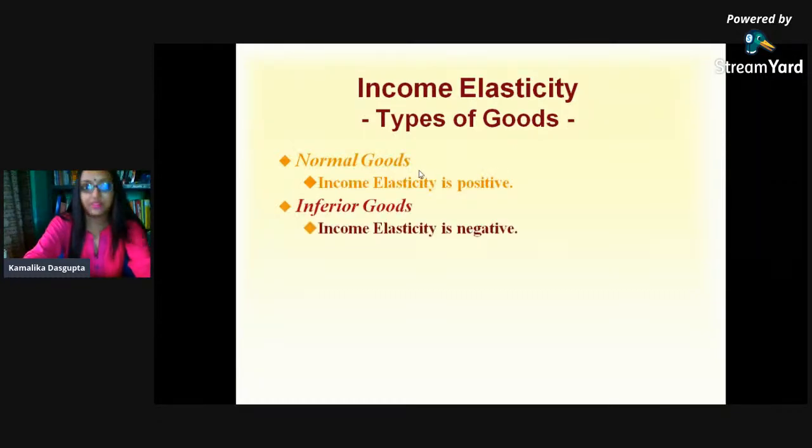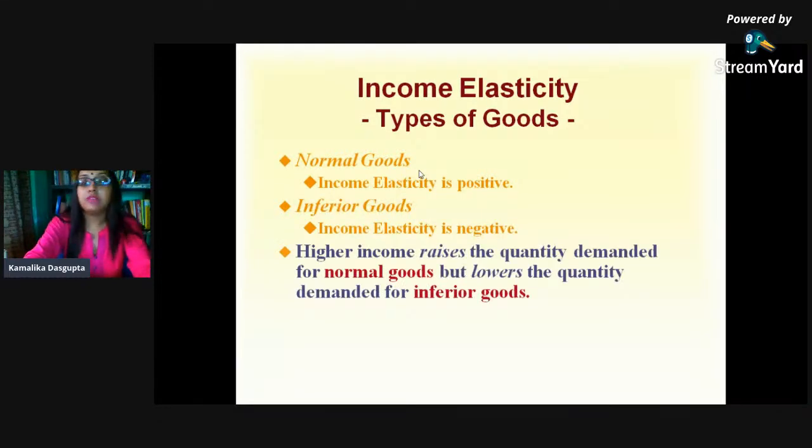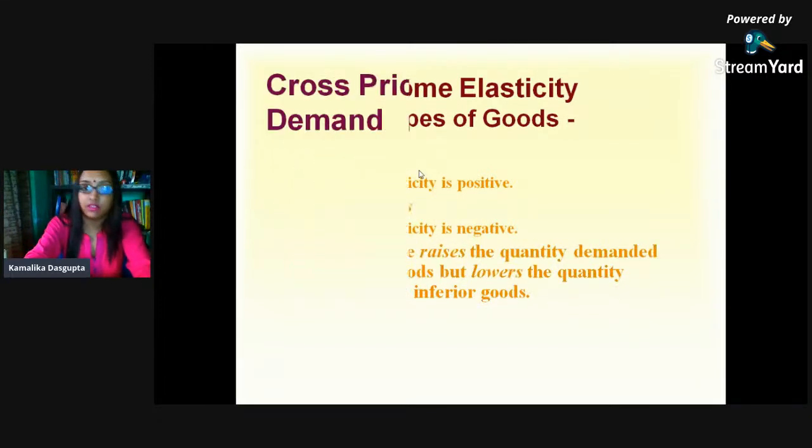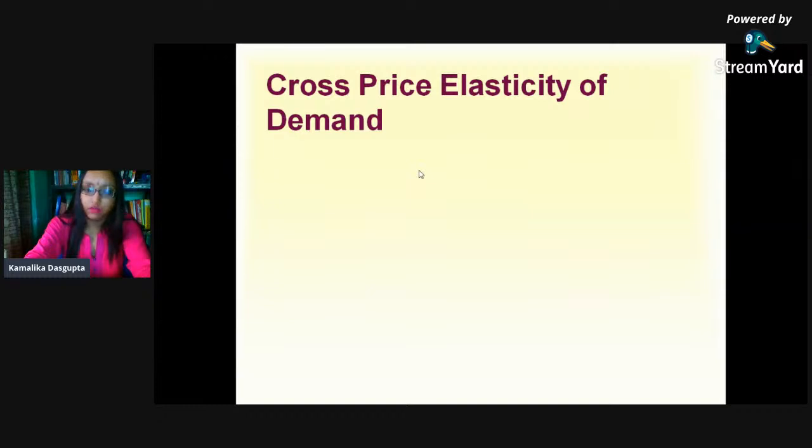Inferior goods, goods which are of inferior quality, have negative income elasticity, because higher income raises the quantity demanded for normal goods but lowers the quantity demanded for inferior goods. Okay, understood.